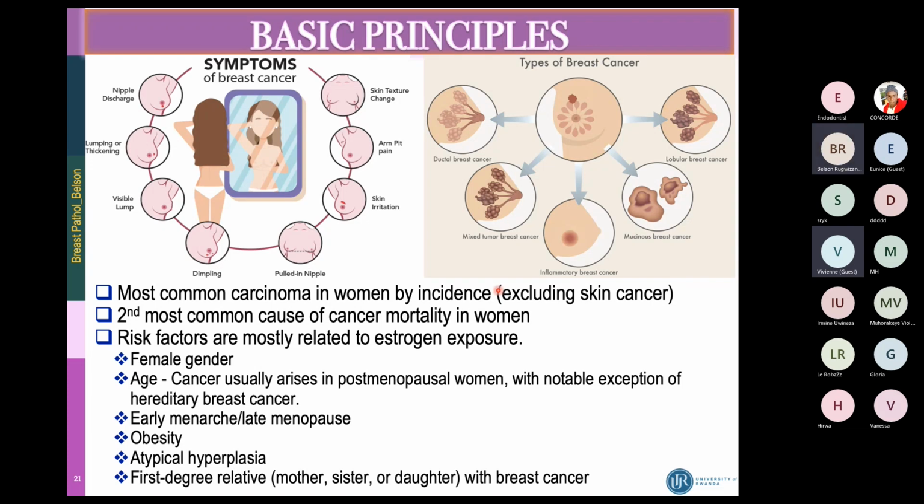So it is the second most common cause of cancer mortality in women. The risk factors most related to estrogen exposure. I think we had the two or three slides on this when we saw general pathology, neoplasia. So female gender, of course, because of estrogen. Age usually arises in postmenopausal women with notable exception of hereditary breast cancer.